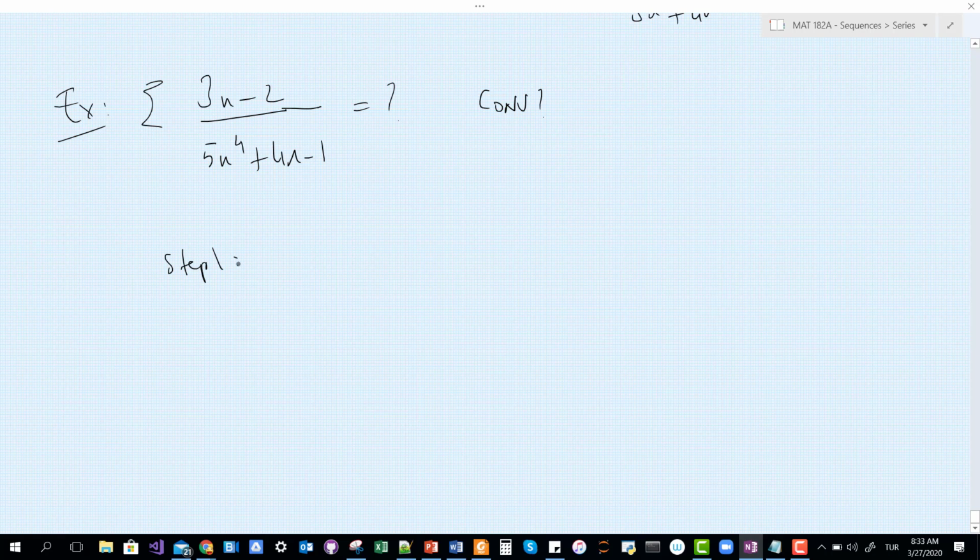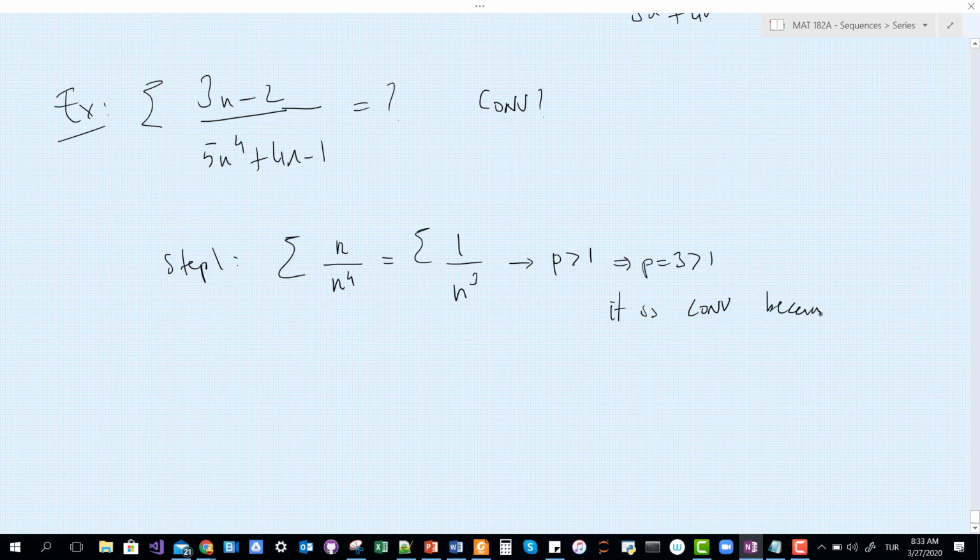That's step one. Step one, choose the Bn, the second series you need to use in the limit comparison test. I'm going to go with the highest term in my rational type of general term, n and n to the fourth, which is equal to 1 over n cubed. Is it convergent? Yes. Since p is equal to 3, bigger than 1, it is convergent because of the p-test.